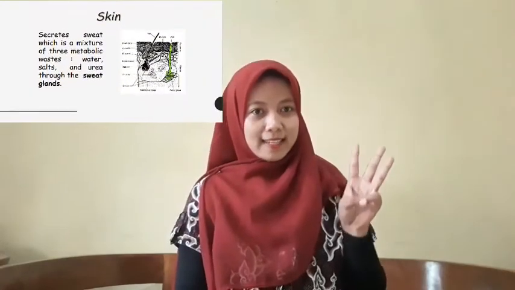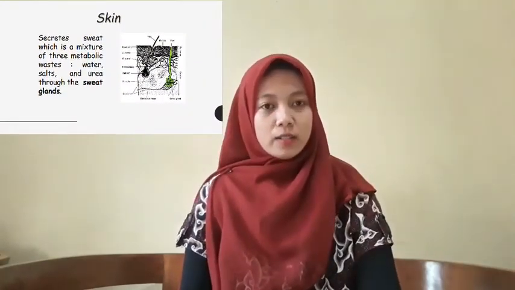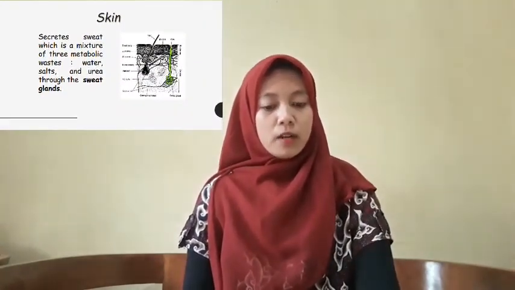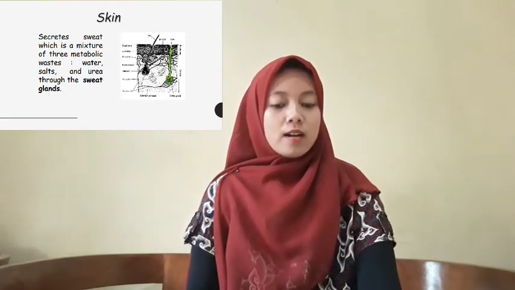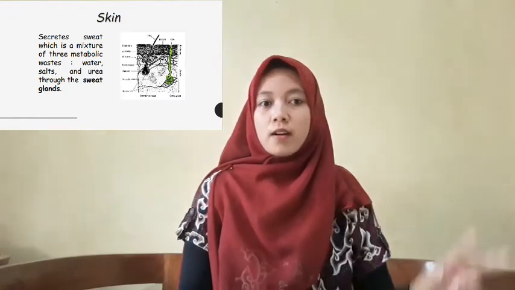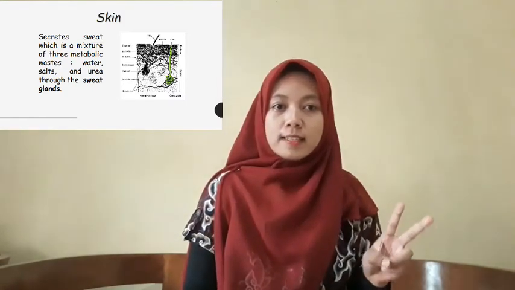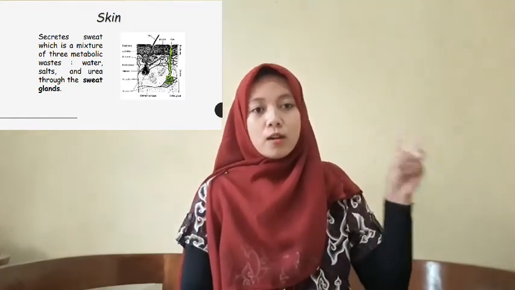Number 3, skin. Skin secretes sweat, which is a mixture of three metabolic wastes: water, salts, and urea, through the sweat glands. There are two types of sweat glands. Number 1, eccrine. Number 2, apocrine.